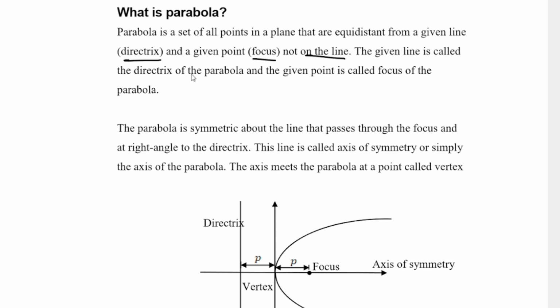The given line is called the directrix of the parabola, and the given point is called the focus of the parabola. In this definition, all the points in the set are equidistant from a given line. So all points here are equidistant from a given line, and that given line is called the directrix.